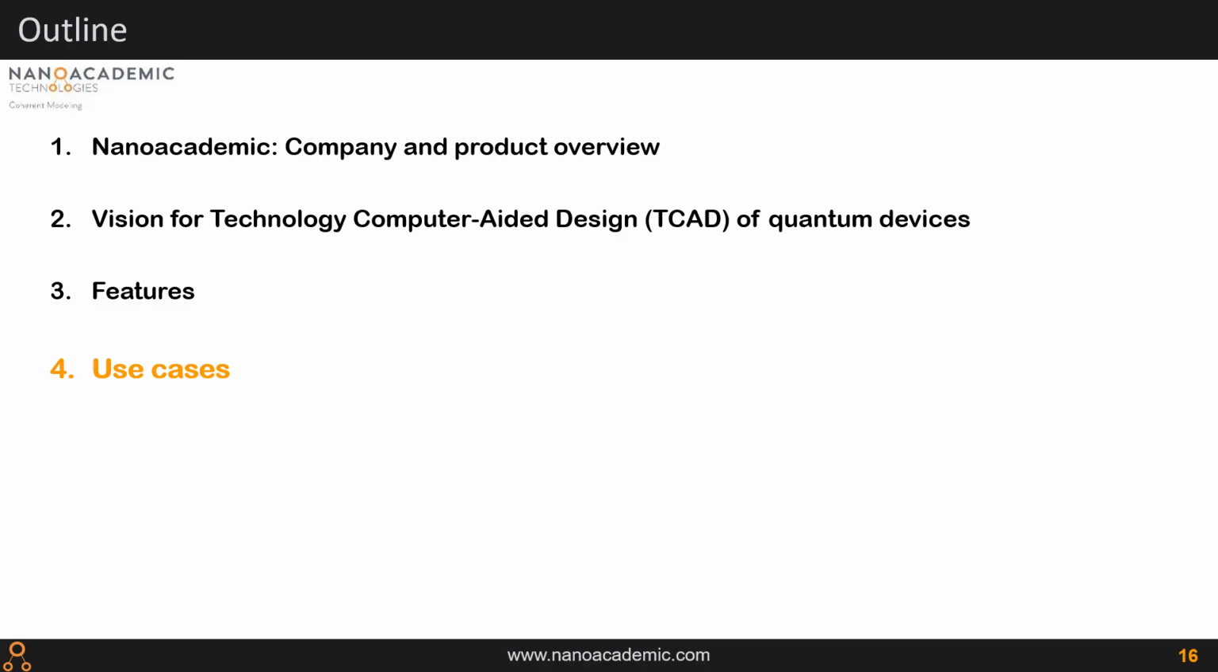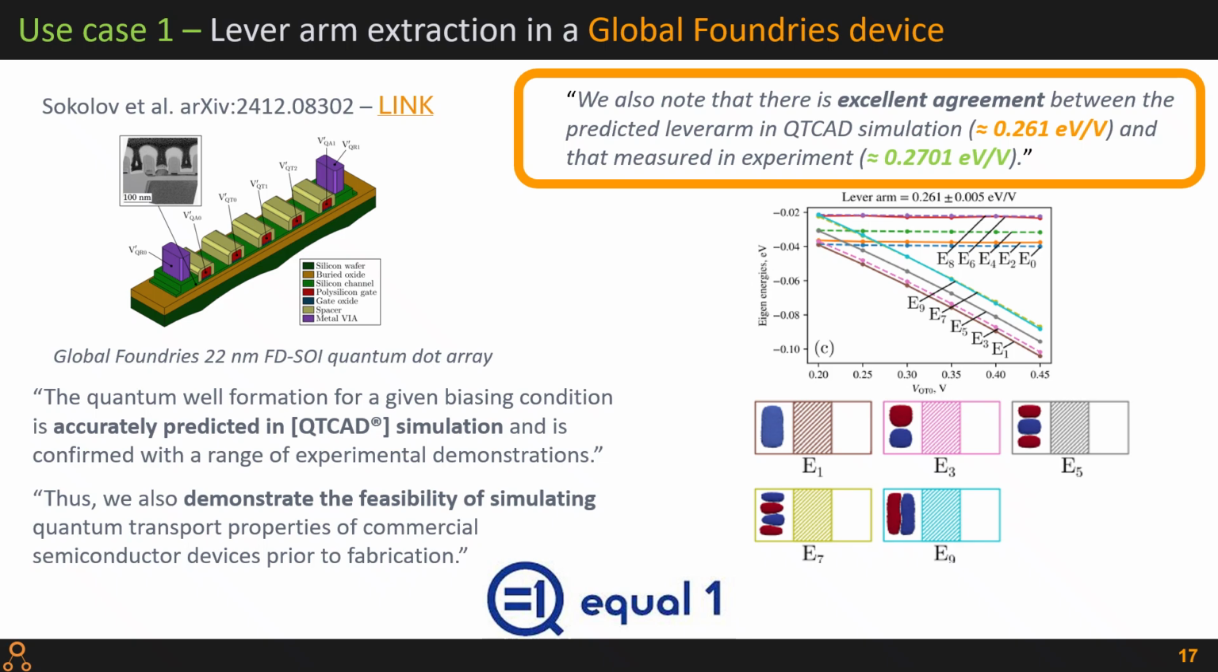Now that I have introduced the main features that make QTCAD and Nanoacademic software unique, I'm happy to introduce use cases of such software that demonstrate the usefulness of our offering in the quantum technology setting. In this first use case description, I will describe how the spin qubit startup Equal1 benefited from QTCAD simulations in its modeling of GlobalFoundries devices.